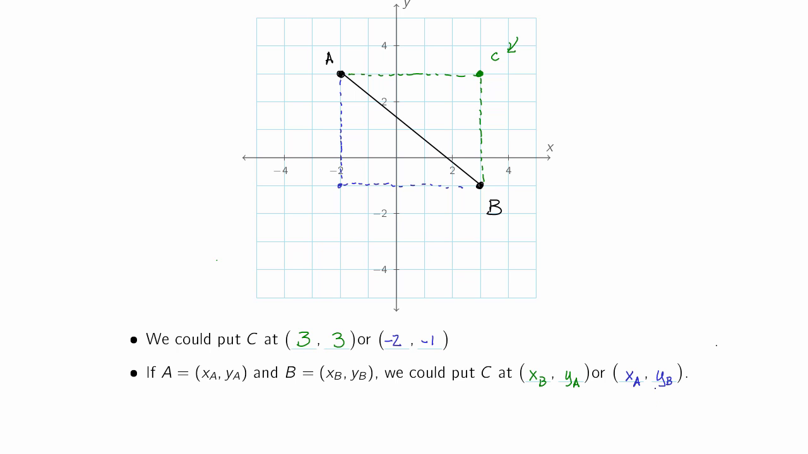Either way, given 2 points that are not on the same horizontal line and not on the same vertical line, we can very easily write down the coordinates of a point that makes up the third corner of a triangle like this. And it's going to turn out that that is useful to us in a variety of ways.